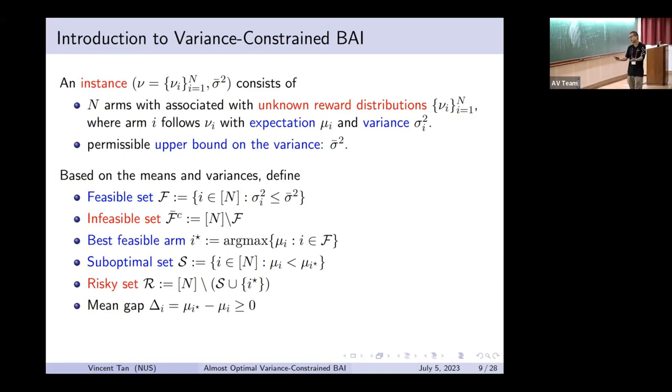In bandit literature, people care about gaps. The size of these gaps measures the difficulty of the problem at hand. The smaller the gap, the harder it is to do hypothesis testing or differentiation between two different distributions. So this is the mean gap. It's basically the difference between the mean of any arm i and that of the best feasible arm i star. Because we care about variances, we also care about the variance gap. That is the gap between the permissible upper bound and the variance of the particular arm that you are looking at. So that's the variance gap. The smaller these numbers are, the more difficult the instance, as we will see.